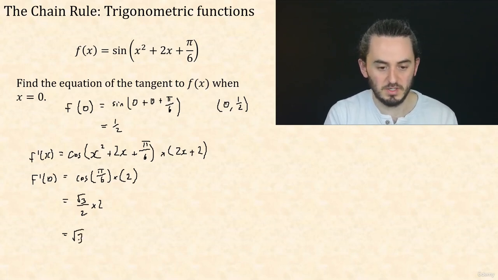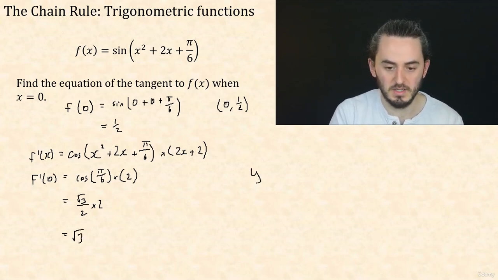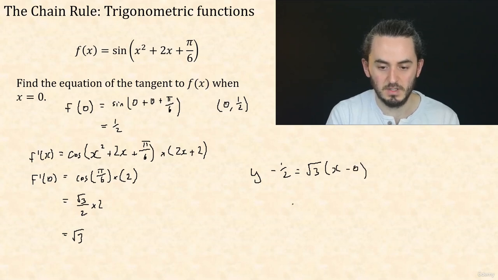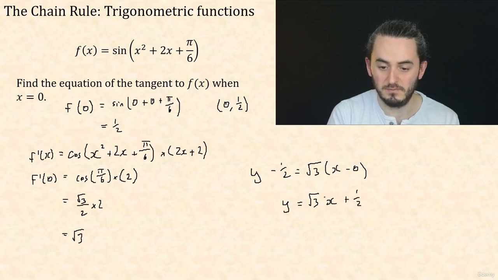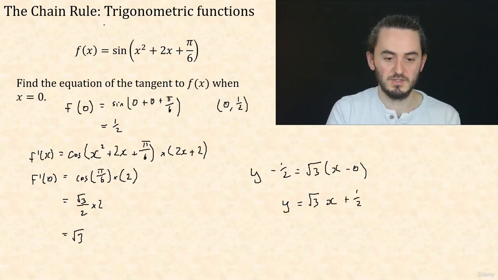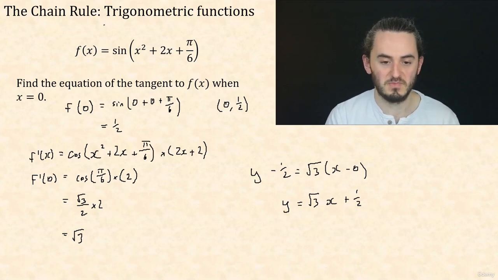So I've got a coordinate and a gradient, so it's y minus the y value equals the gradient times x minus the x value. So that's y minus a half equals root 3 times x, and there's the tangent to the curve sine of x squared plus 2x plus pi over 6 at the point where x equals 0.